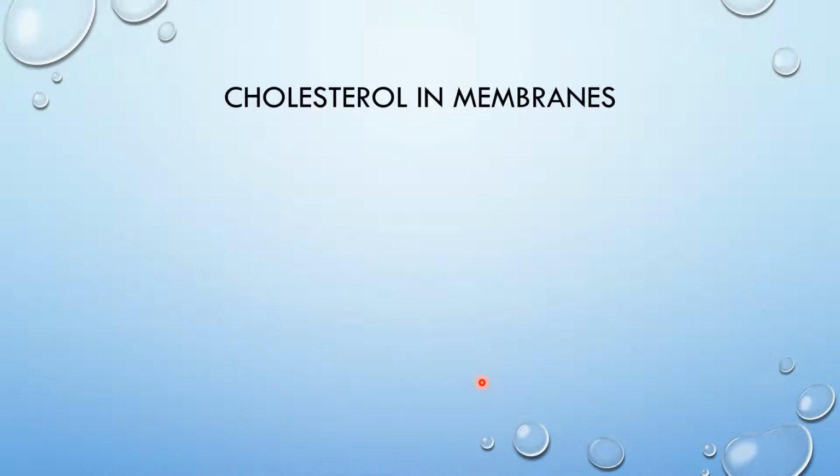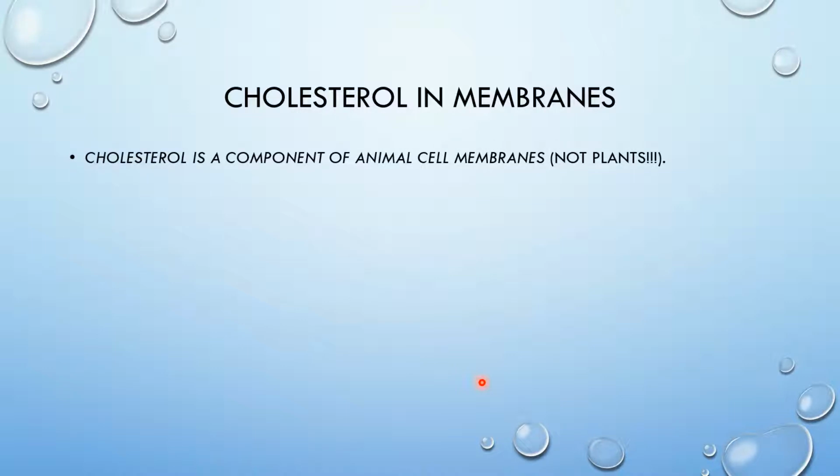Okay, so cholesterol in membranes. Membranes also contain cholesterol. It is a component of animal cell membranes. They don't exist in plants. Cholesterols are steroids, a type of lipid. We will go over lipids in Unit 2, in Big Unit 2, and I will post that soon. So if you want to check that video out, go ahead.